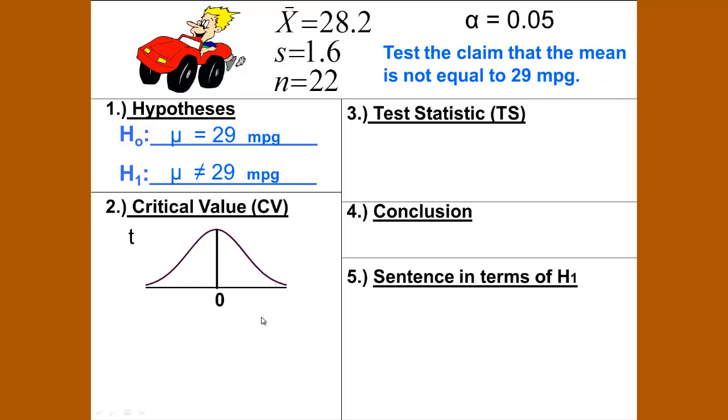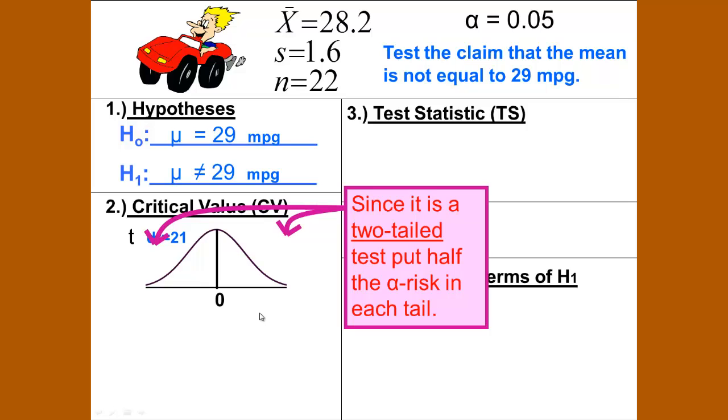But since we're a two-tailed test, we will shade both left and right, and our significance level will have to be divided in half. Why is that?